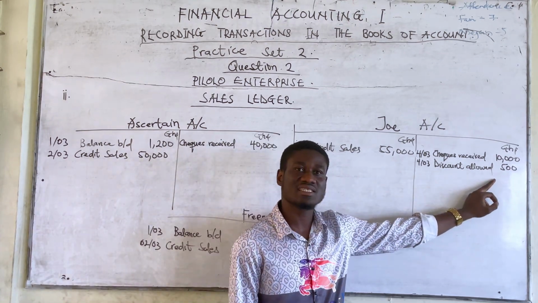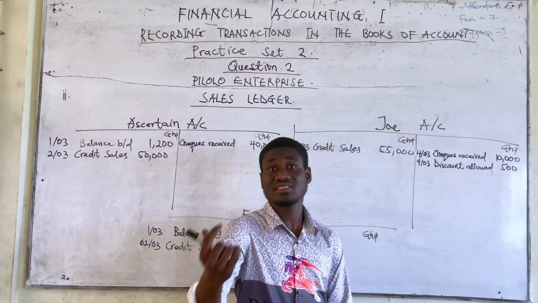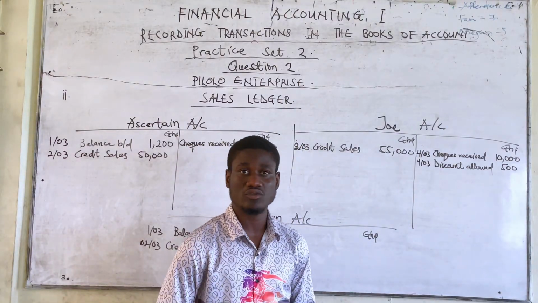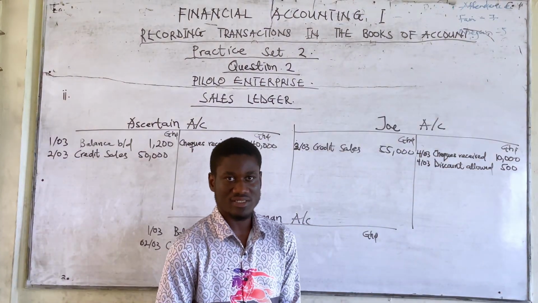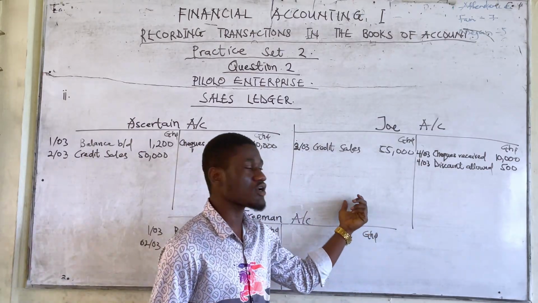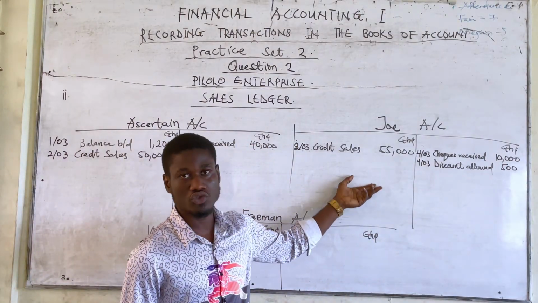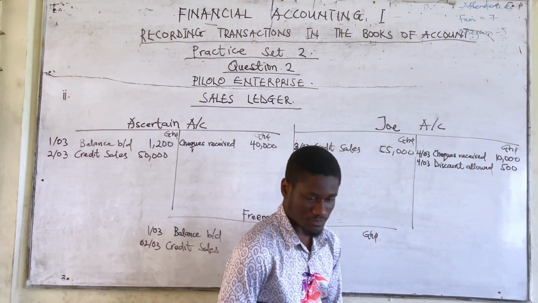If they are supposed to pay us, let's say, 10 cedis, and we gave them a discount of 2 cedis, now they are paying 8 cedis. The amount they owe us has decreased, right? If you want to understand it more, you can refer to my video on control accounts to get the concept very well. Okay, good.